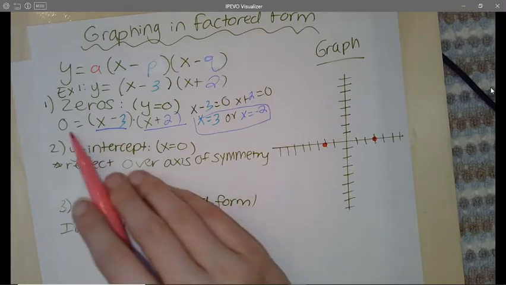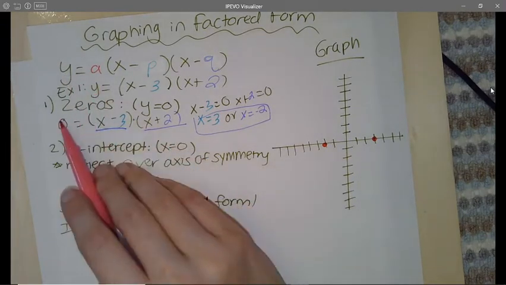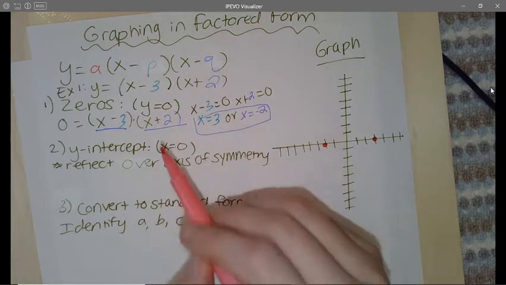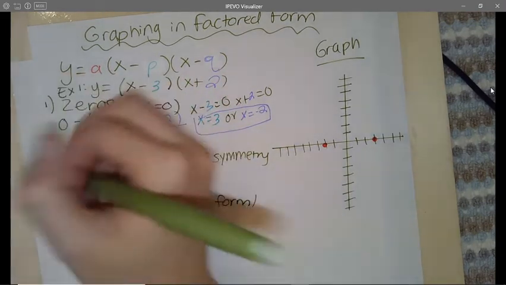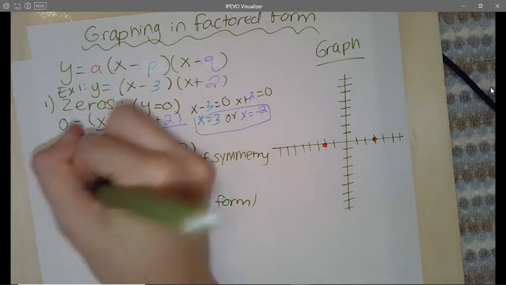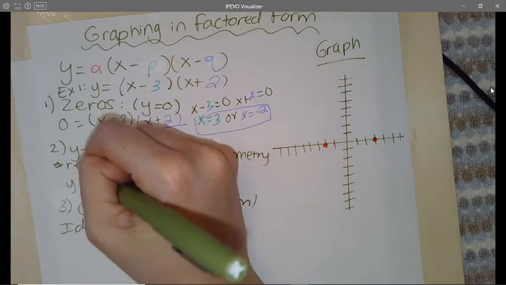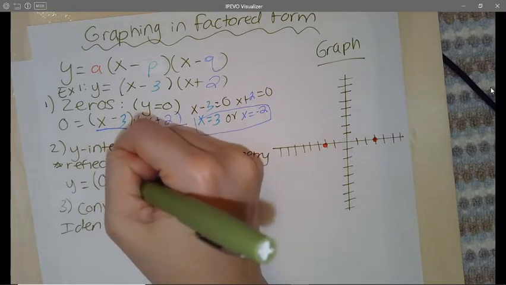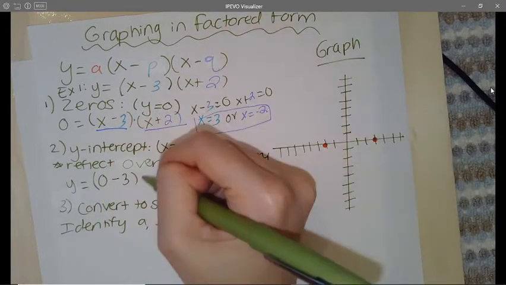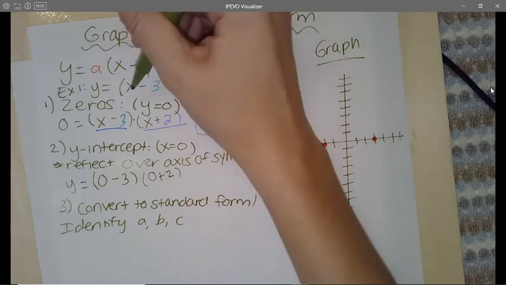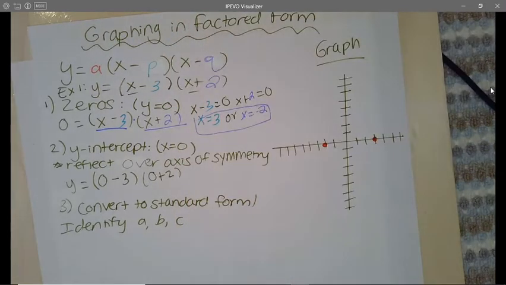Okay, so I'm going to substitute and replace every single x with the 0 to solve for my y-intercept. So we found our x-intercepts. I made y 0. This time I'm going to make x 0 to find my y-intercept. So we're going to have y equals, my x right here is going to transform into 0 minus 3, and then times 0 plus 2.